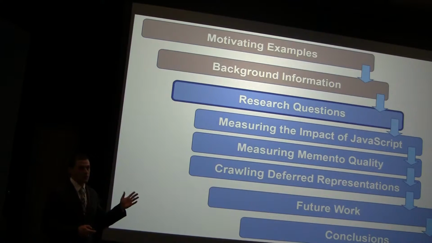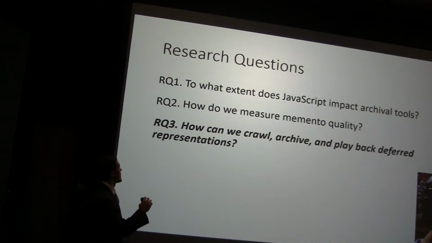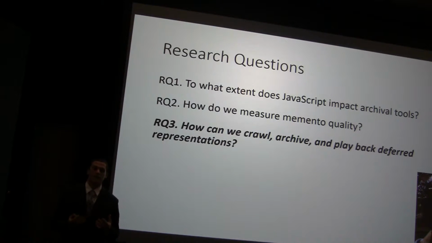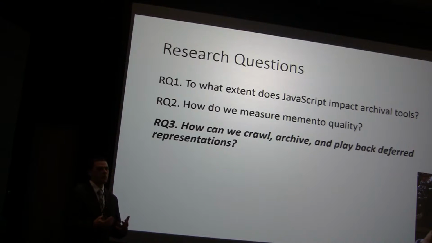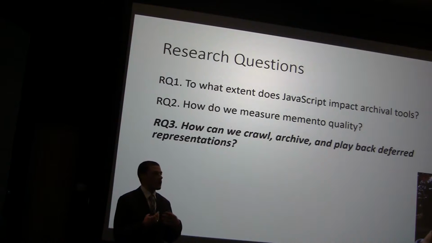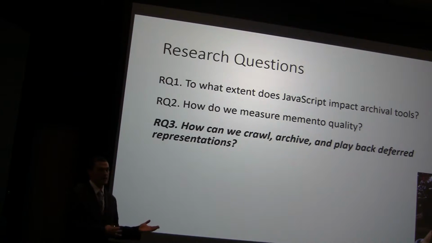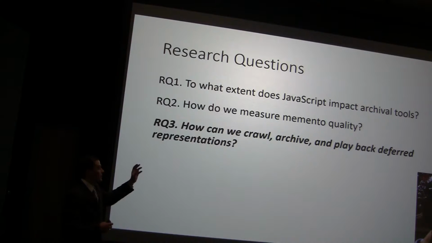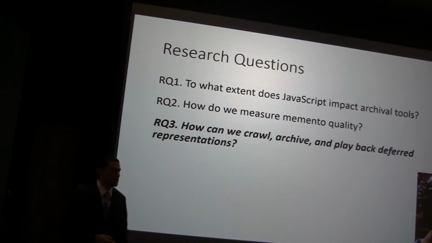So starting with a couple of research questions that we asked en route to our final contribution, first we want to understand to what extent JavaScript is impacting these archival tools and as a result impacting the archives. And given that we intuitively understand that JavaScript is having a negative impact on the archives, we want to have a quantitative metric of quality to be able to measure how bad that impact is. And finally, the real main contribution of this research is we want to identify a method for crawling, archiving, and then playing back these deferred representations.